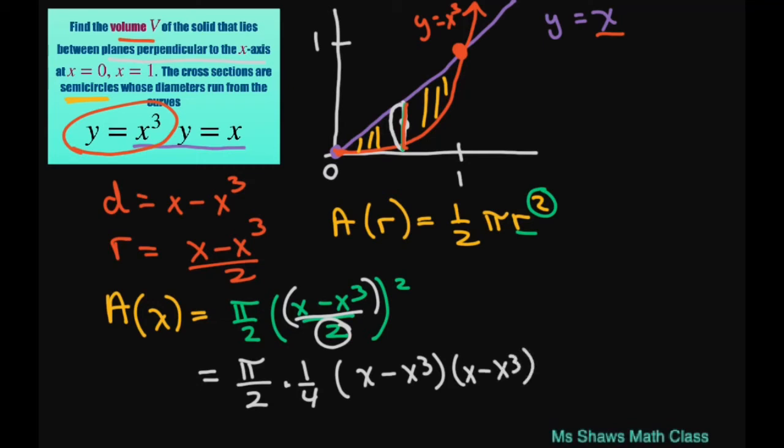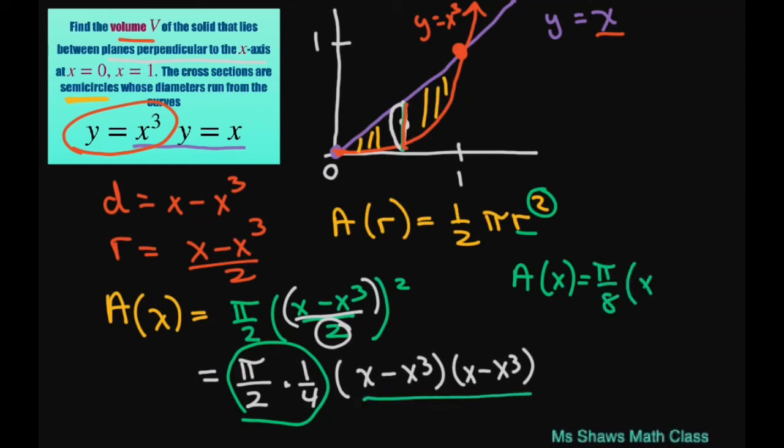All right, this is going to give you 1/8. So we're going to have area of x equals pi divided by 8. And then when you FOIL this out, you're going to get x squared minus 2x to the power of 4 plus x to the power of 6. All right, now we can find the volume.